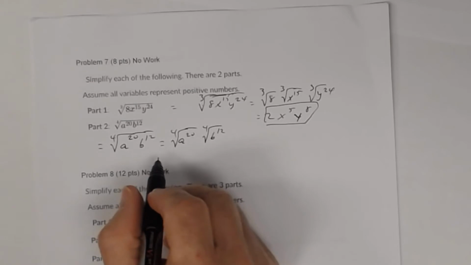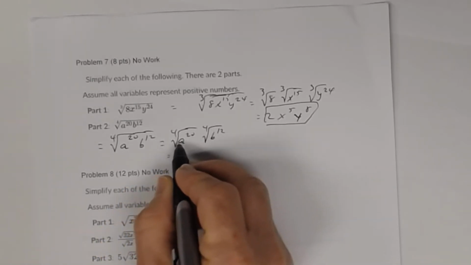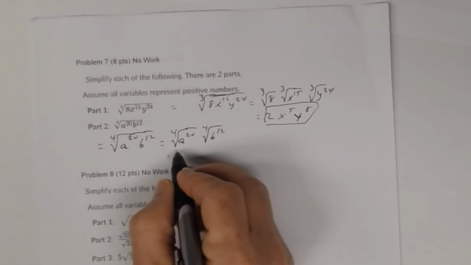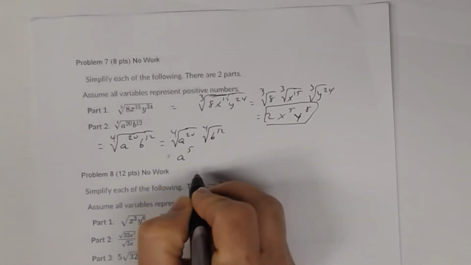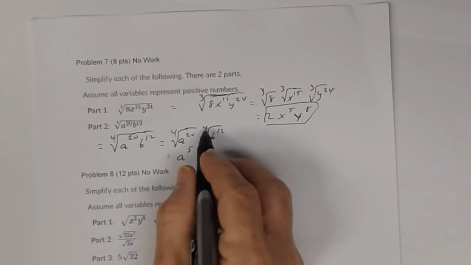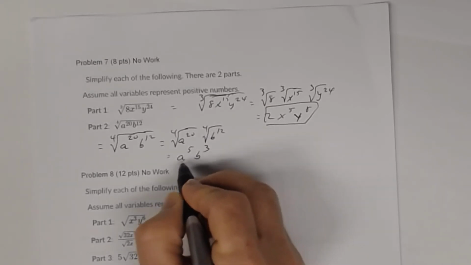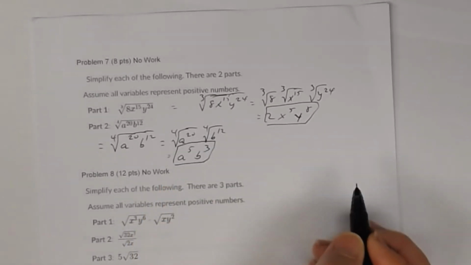So 20 divided by 4 is 5. So the fourth root of a to the 20th, so what times itself 4 times is a to the 20th, and that's a to the 5th. Over here, 12 divided by 4 is 3, so that's b to the 3rd. So there's the answer to that one. So that's part 2.